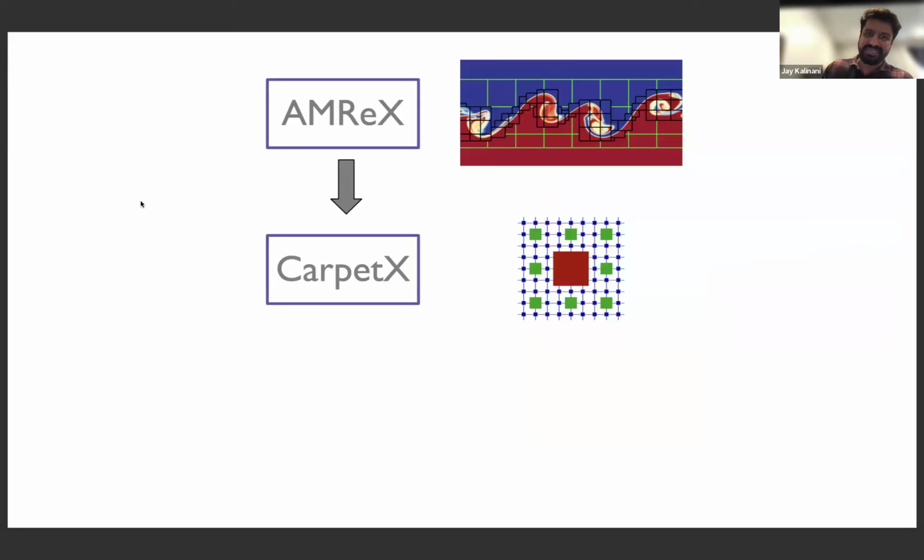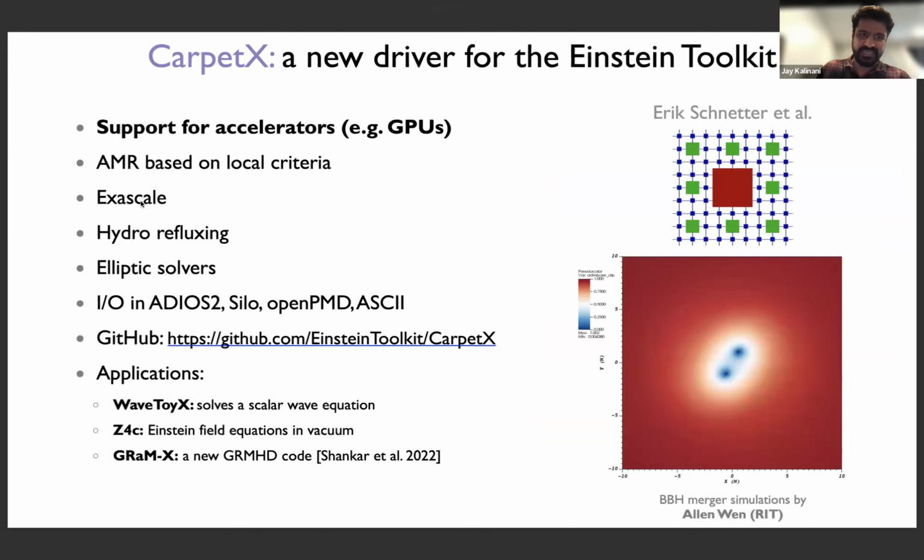And then on top of AMReX, you have this new driver for the Einstein Toolkit, which is called CarpetX. Again, through AMReX, it provides support for GPUs. There's a local AMR criteria that the user can define, and it is aimed at exascale computing. There is also the option for hydro refluxing, as well as usage of elliptic solvers. And again, this code is publicly available, and one can check it out here.